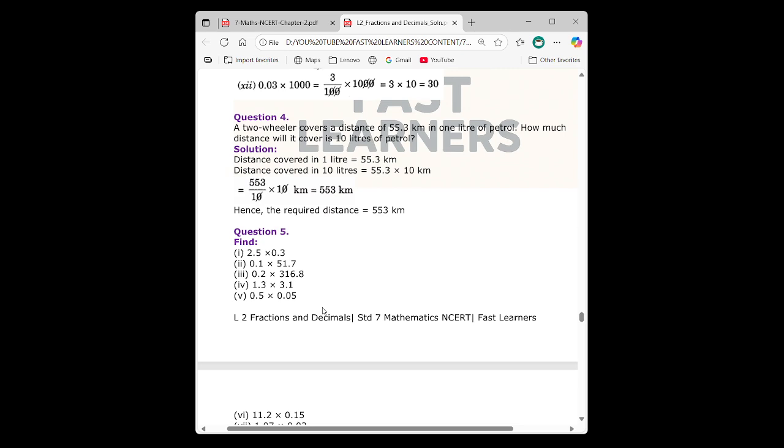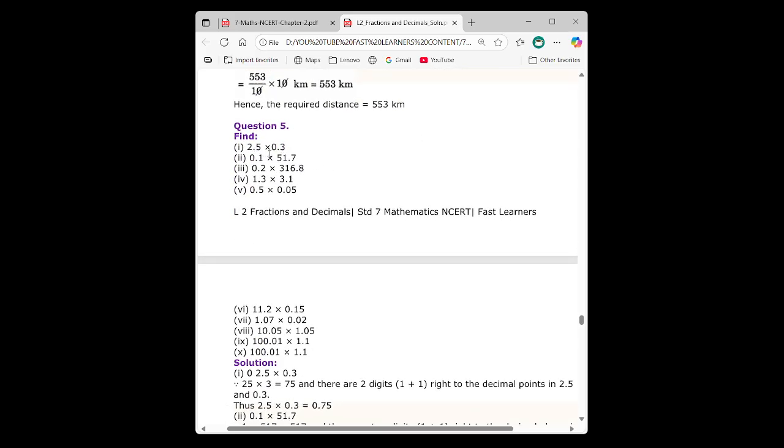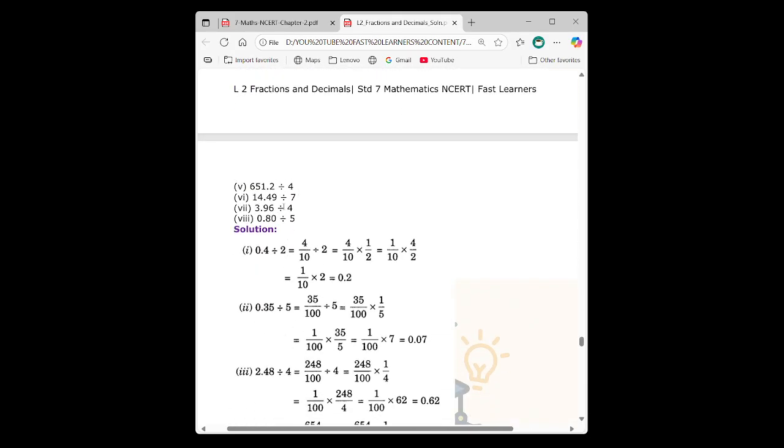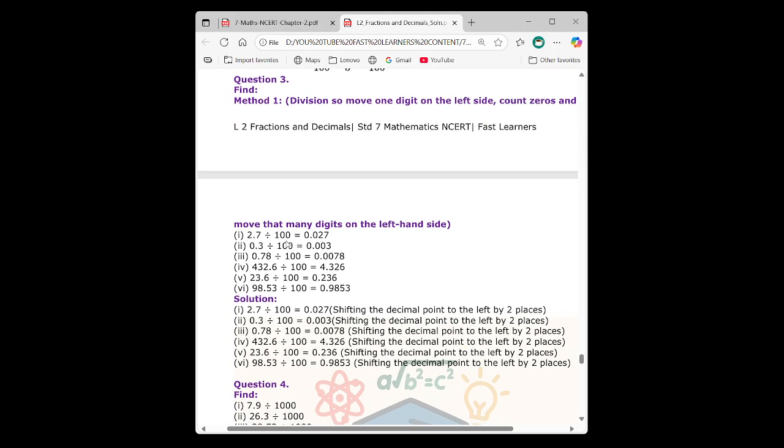You have to do it with the unitary method, and I have shown you the method. Here you multiply like 25 3s are 75 and then count the digits after the decimal point. For example, here one digit and here another digit. So altogether two digits after the decimal point. So here 0.75 will be the answer. Same way all the sums we have to complete. Okay, this also, just divide them and then count the decimal place and then put the decimal point.